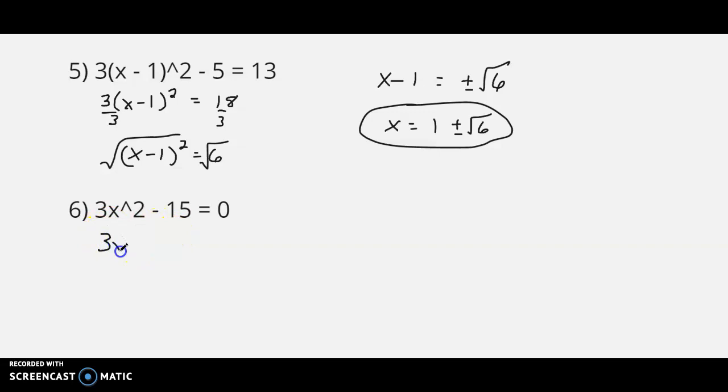Last one, 3x squared minus 15 equals 0. All we're going to do first, add 15 to both sides. Next after that, divide both sides by 3. So x squared is just equal to 5. And then we're ready to take the square root of both sides, leaving us with a final answer, x equals positive or negative of the square root of 5.